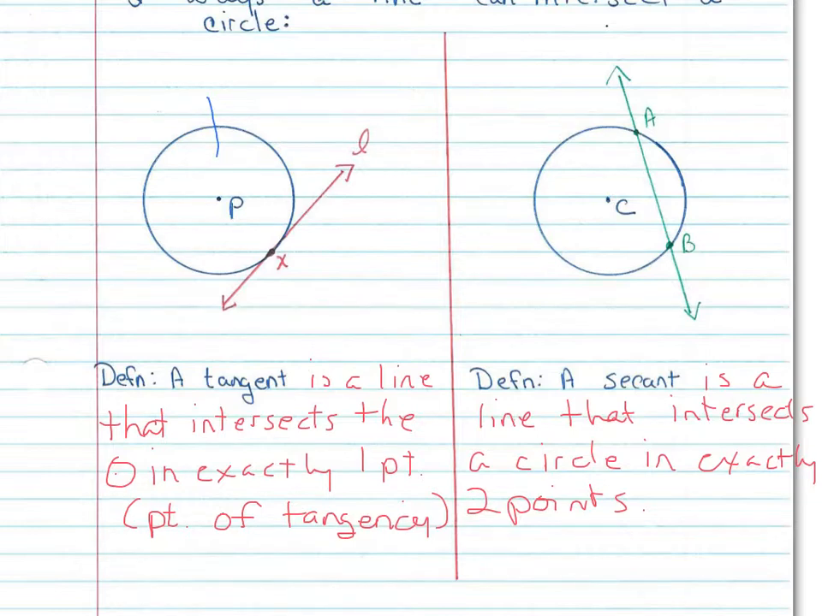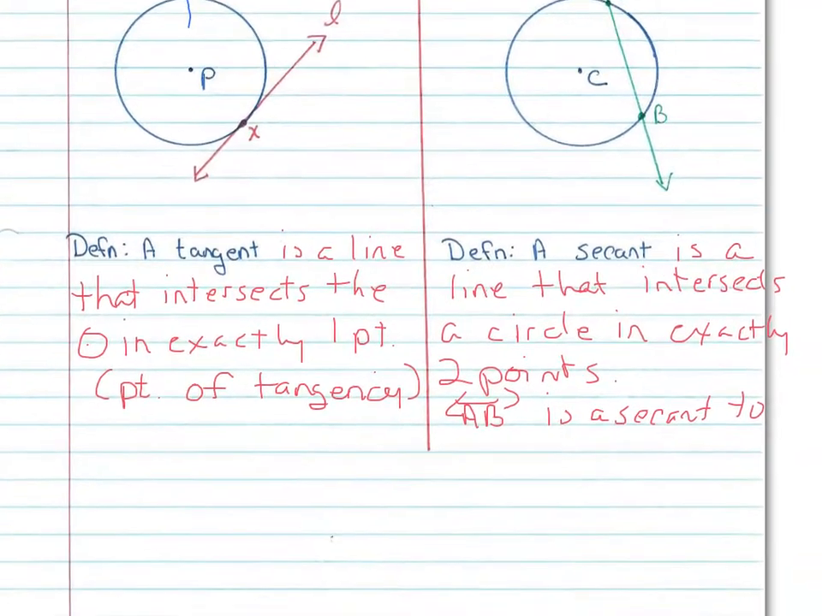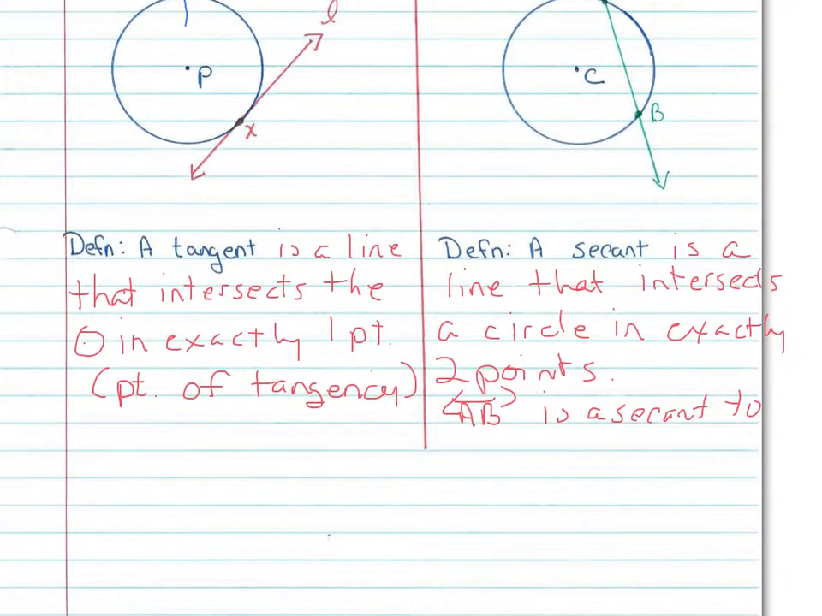So we have a chord AB, but line AB is a secant to the circle. Okay, so line AB is a secant to circle C. So there's a difference between a tangent and a secant. We use both of those ideas in calculus, but you will continue to see tangent lines and secant lines.